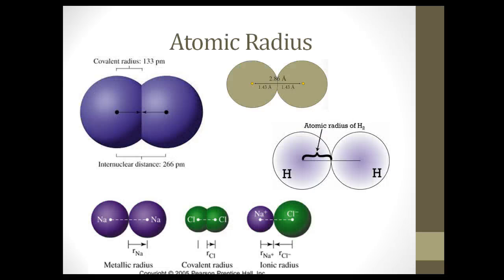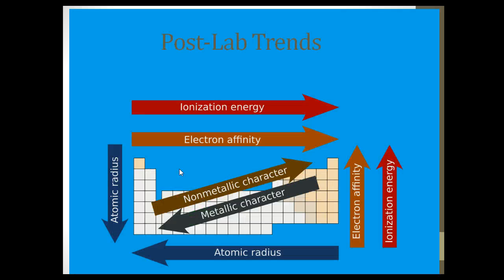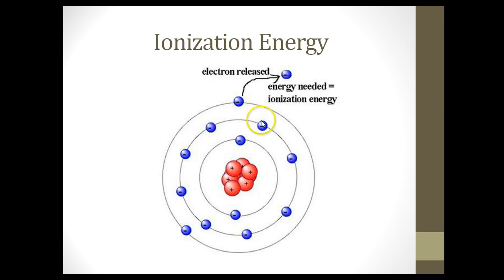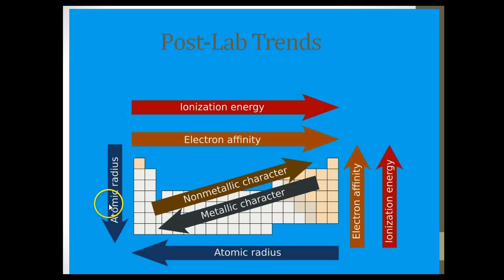So last time we talked about atomic radius and ionization energy. Remember, atomic radius, half the distance between two bonded elements, so the same element bonded together, half the distance gives you your atomic radius in either angstroms or picometers. How big or small an atom was. And then we had our ionization energy. How much energy do you need to remove an electron? And we have our trend summarized over here.